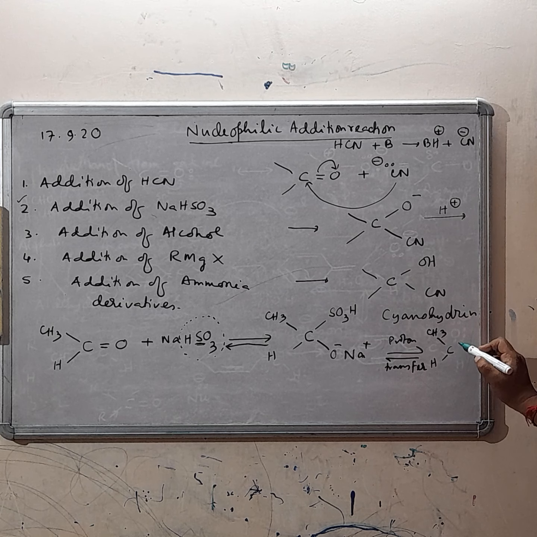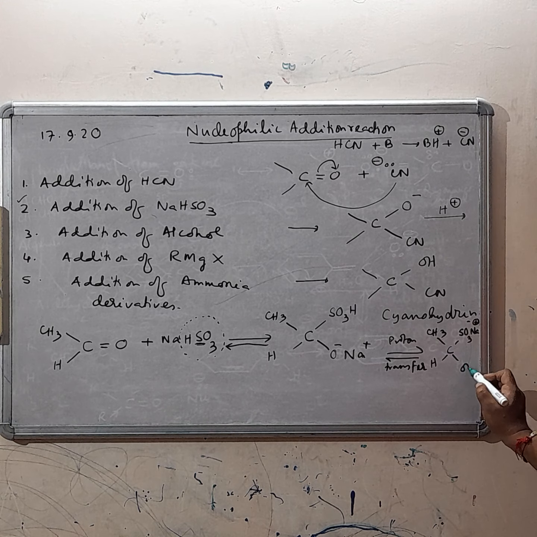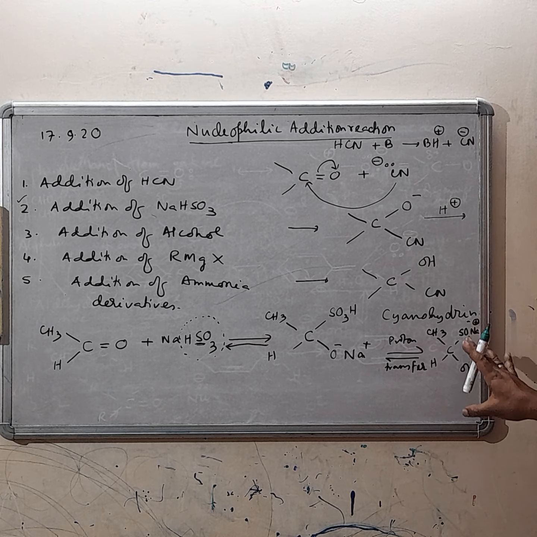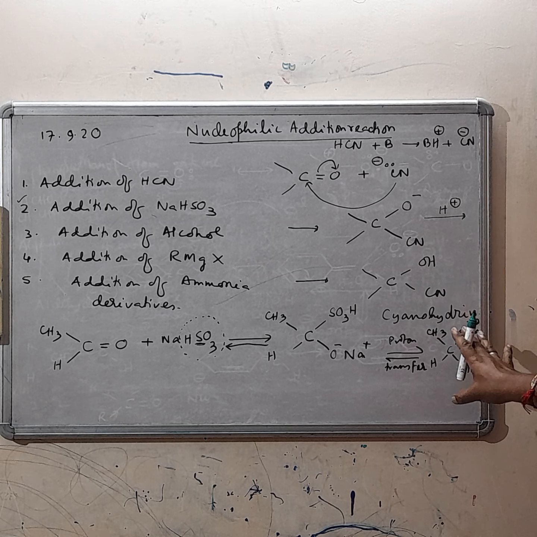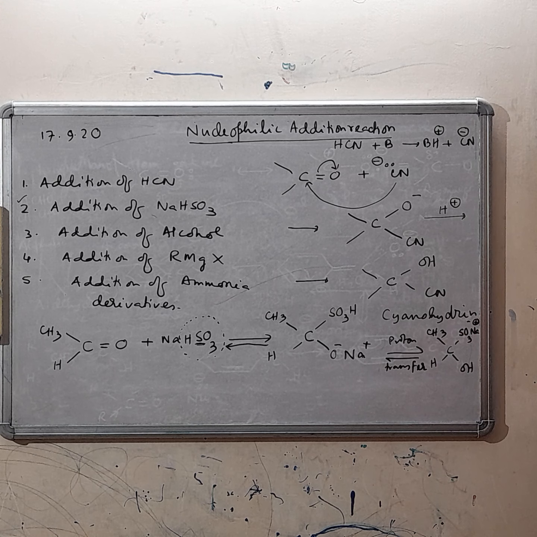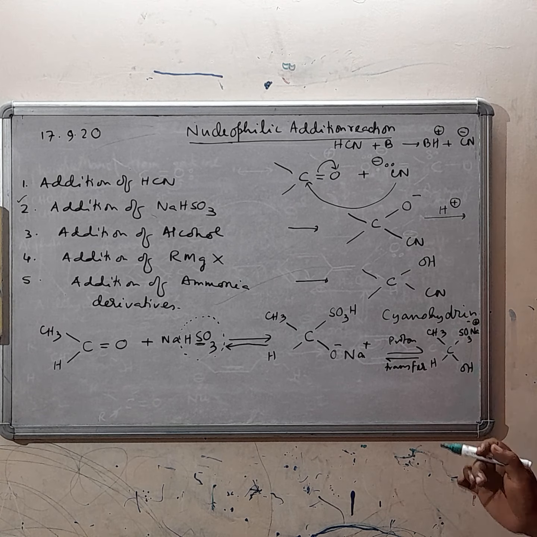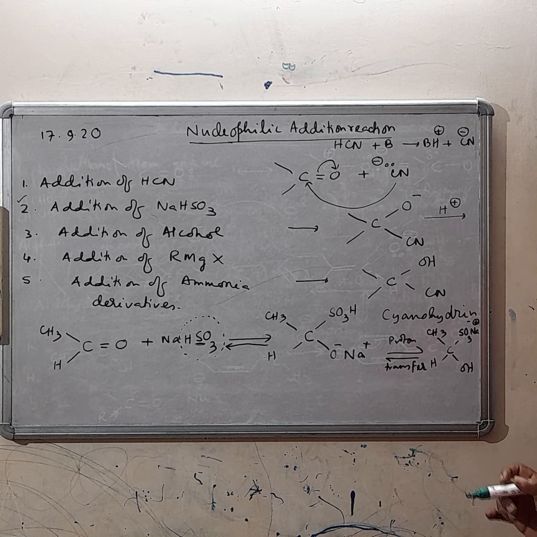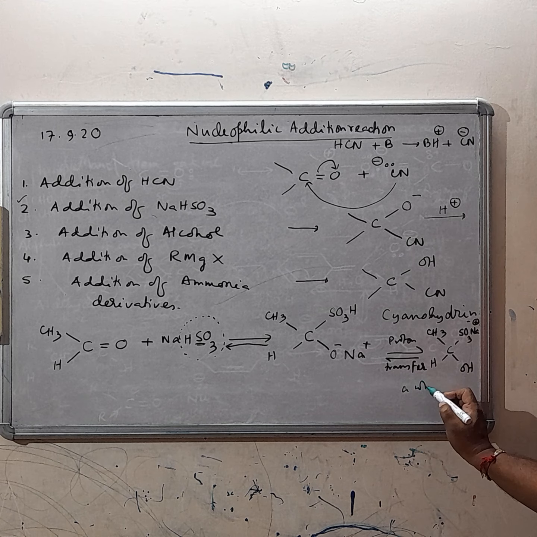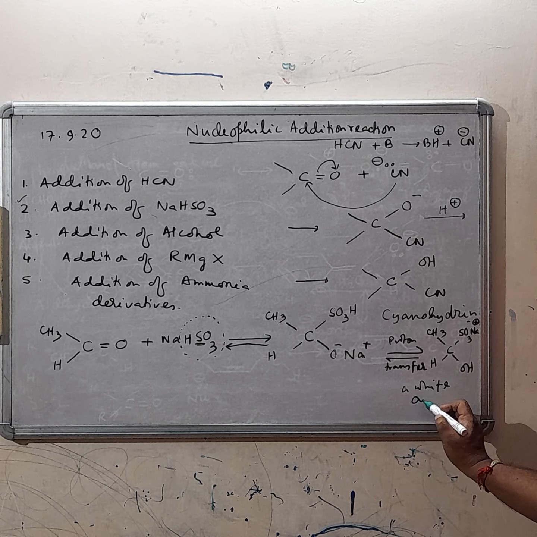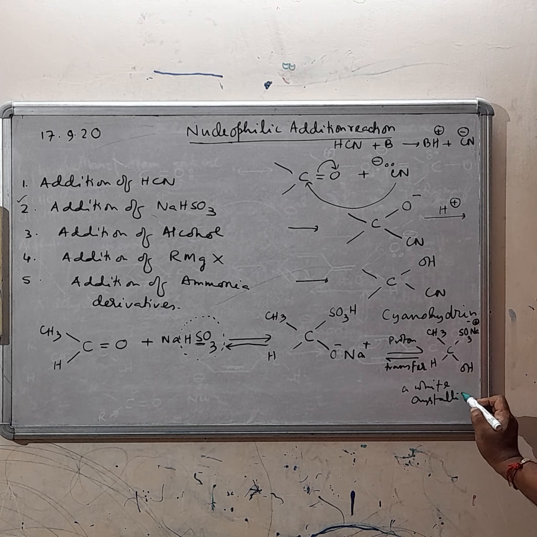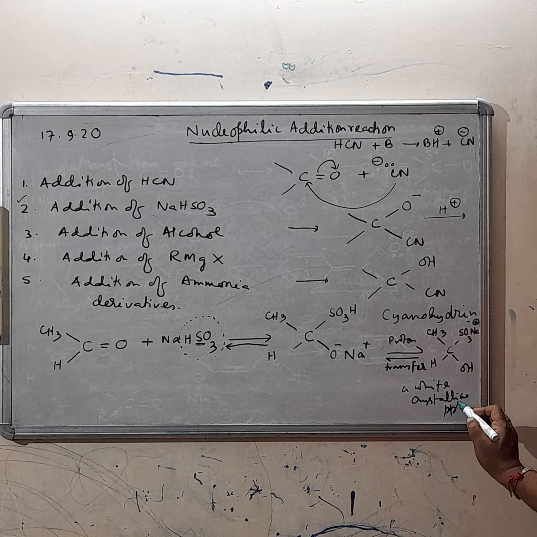CH3CH, SO3 minus Na plus, and here OH. So this is called sodium bisulfite addition product, and you know this is formed as a white crystalline precipitate.